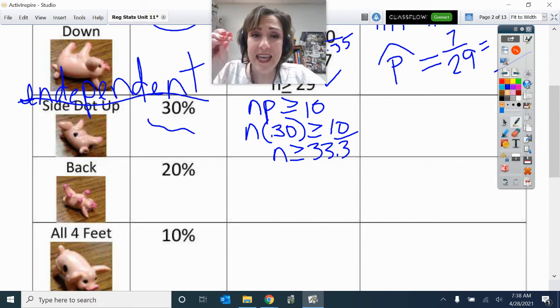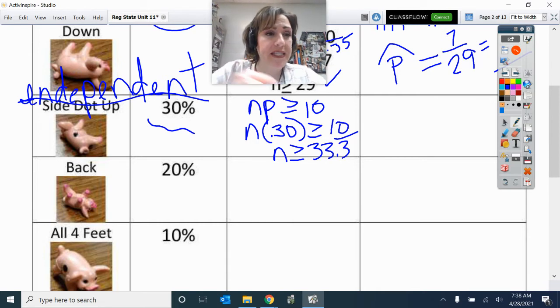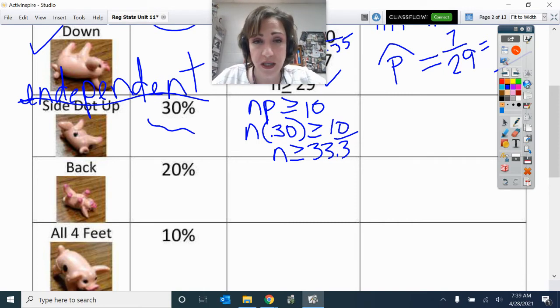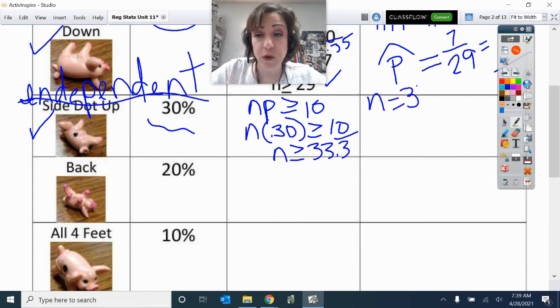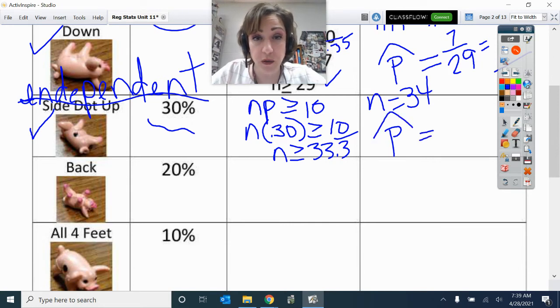If I roll this little piggy, and for some reason I get an unusual sample that has a whole bunch of times with the side dot down, then if it's way heavy on the side dot down, it might be just less naturally on the side with the dot up. So that is not independent samples. So therefore, for this one, I have to do a separate set of 34 rolls and then find what that p hat is for that set of rolls.